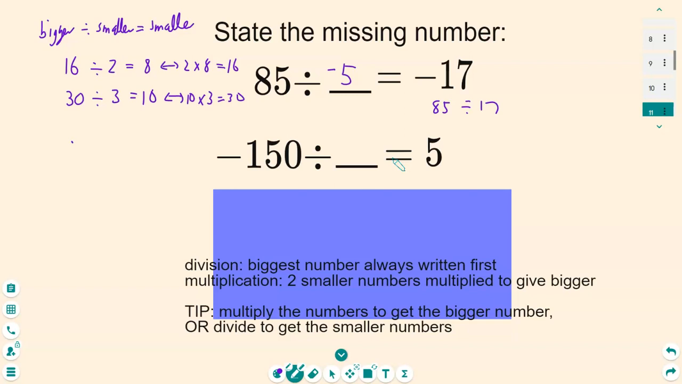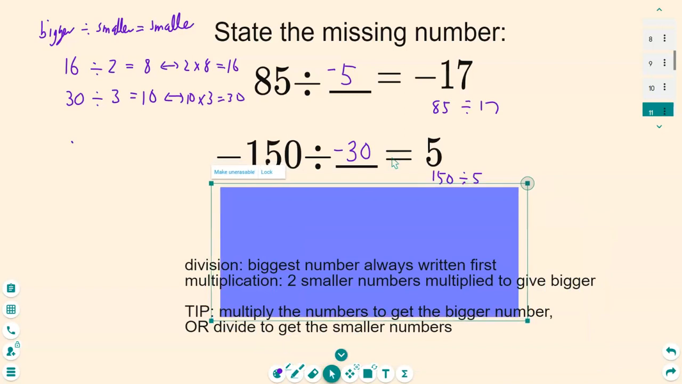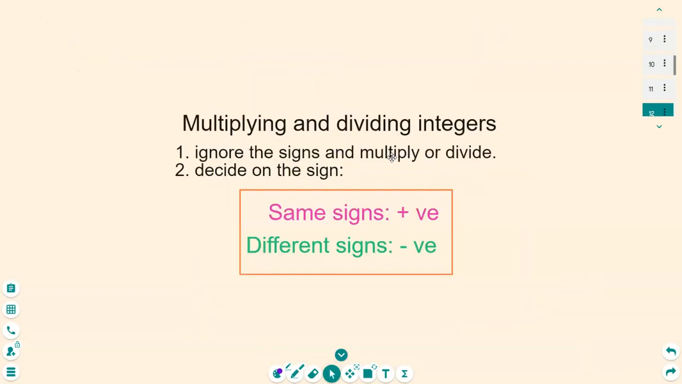So you can actually just divide them. 150 divided by 5. That will give me the other smaller number. And then what's our little rule? Same signs positive, different signs negative. Well, we want to end up with a positive number. So that's how we get it. And I think, yeah, this is what I want you to take away for that lesson.